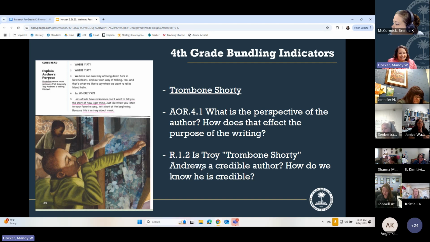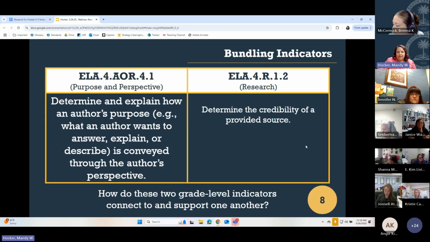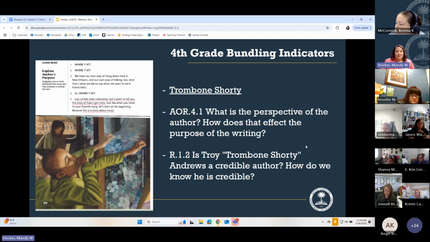His purpose in writing this text is to encourage or persuade or inspire others to play the trombone or to play an instrument. So I know his perspective and I know his purpose, but let's think about, go back to our previous slide, take a look at how the information, his purpose and his perspective might help us to determine the credibility of him as a source. So is he credible to tell me about trombone playing?